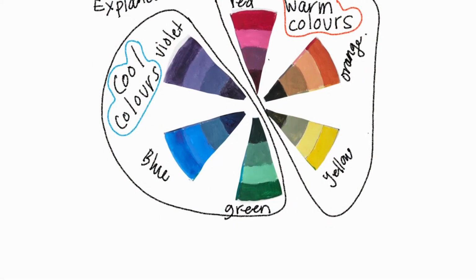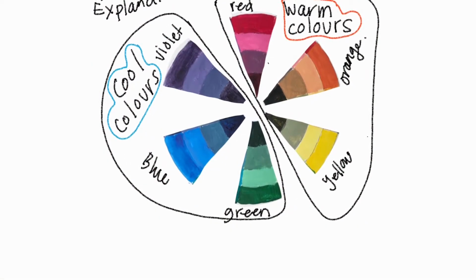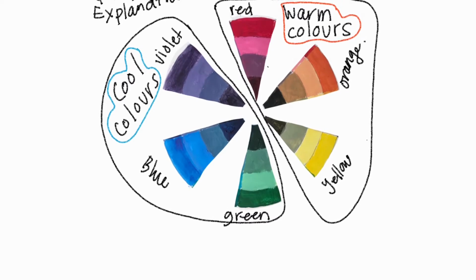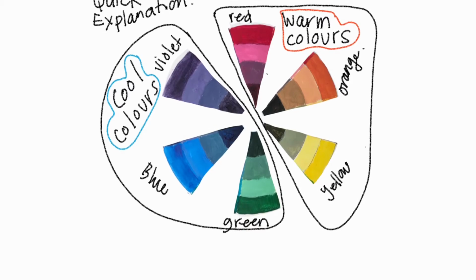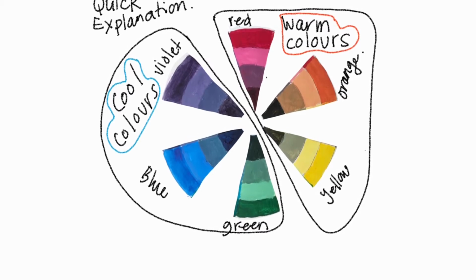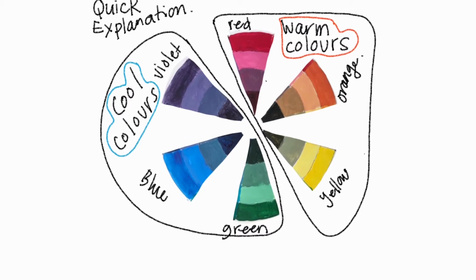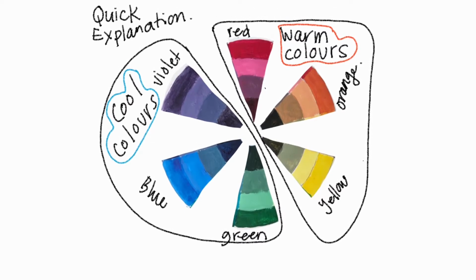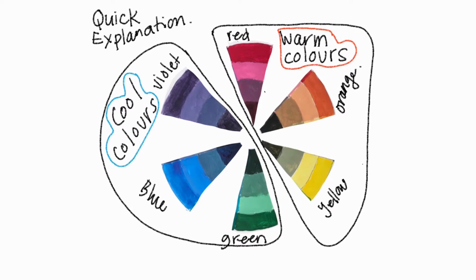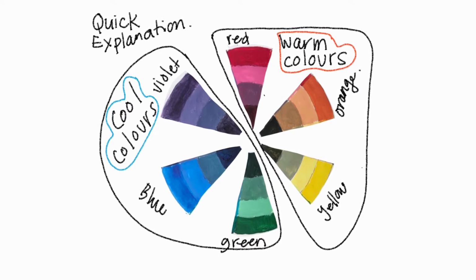Now, just for a quick explanation, I have split my color wheel in half, and I've gotten rid of all the tertiary colors. I just have the primaries and the secondaries. So the cool colors are violet, blue, and green, and the warm colors are red, orange, and yellow. And we're going to get into that in a little bit more depth in part 2.